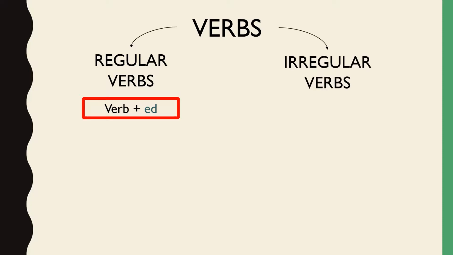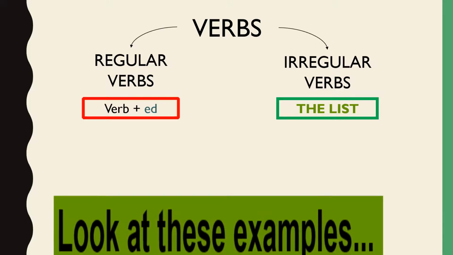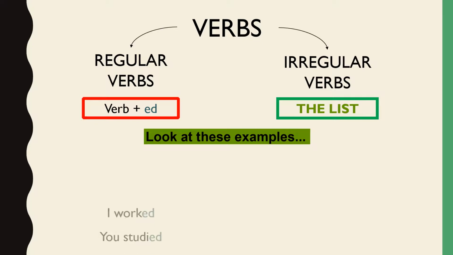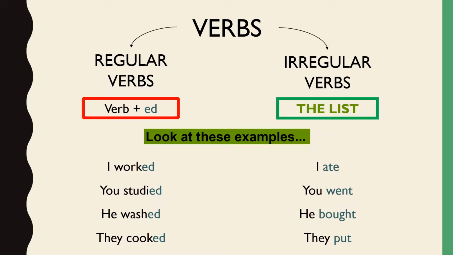And then you have irregular verbs. Obviously, there is no rule. You have a list to remember. So, the same as in part 1, let's check. I worked, you studied, he washed, they cooked. Or, I ate, you went, he bought, they put.